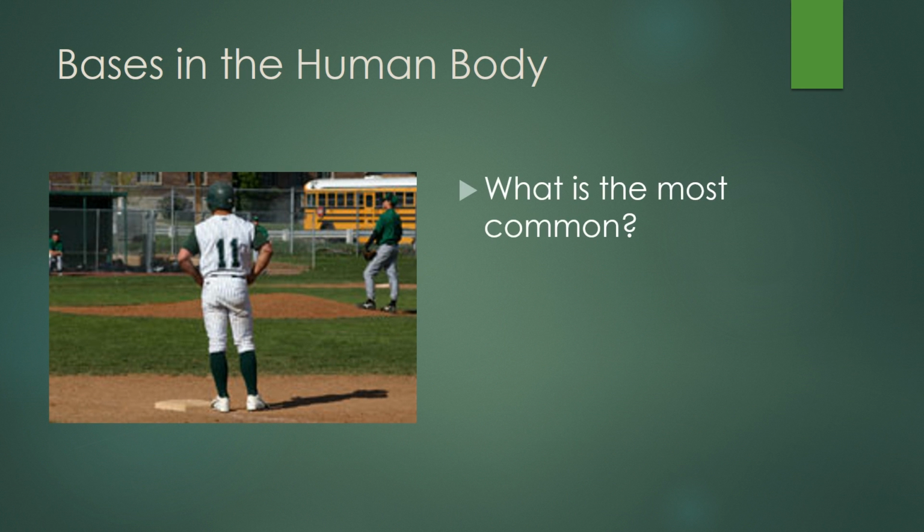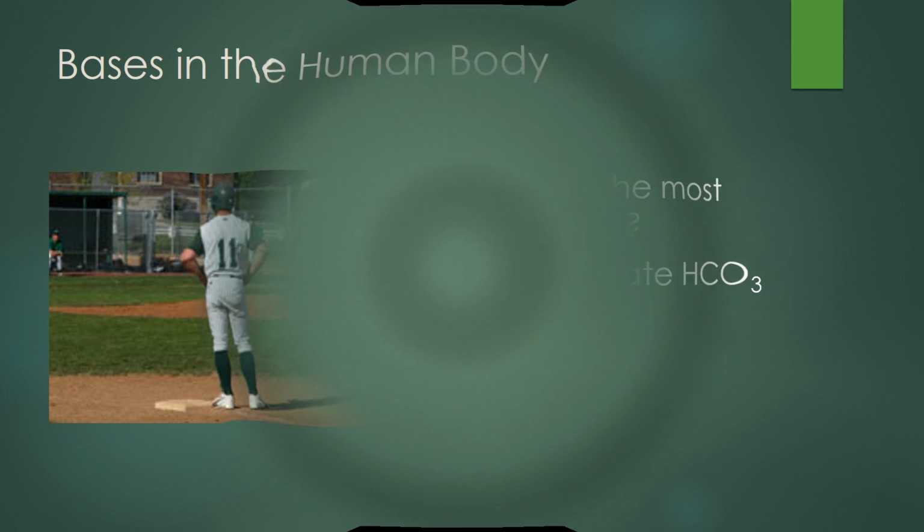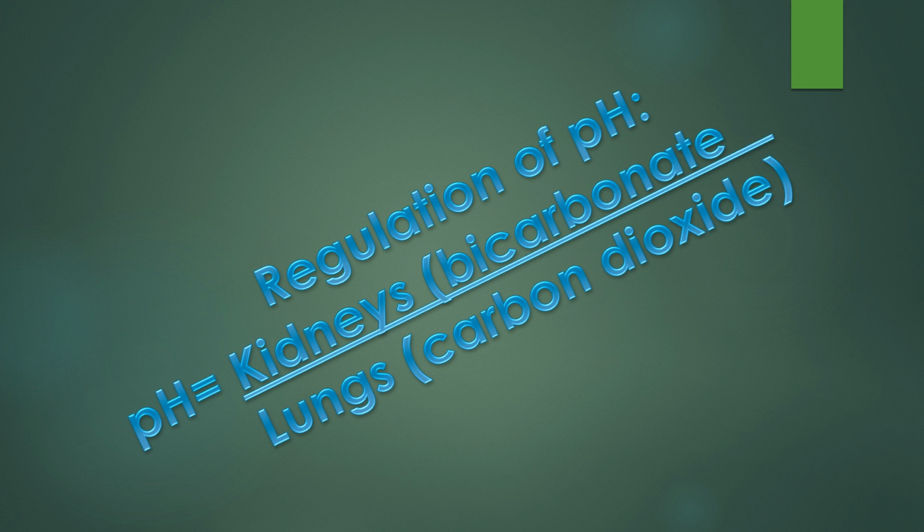So what is the most common base in the human body? Bicarbonate, HCO3. The regulation of pH balance is done by kidney and lung functions. The kidney function is a slow but powerful response. The lung function is rapid but is a limited response. The kidney is controlled by bicarbonate levels and the lung controls carbon dioxide levels in the healthy person. pH is also described as the function of the kidneys divided by the function of the lungs.